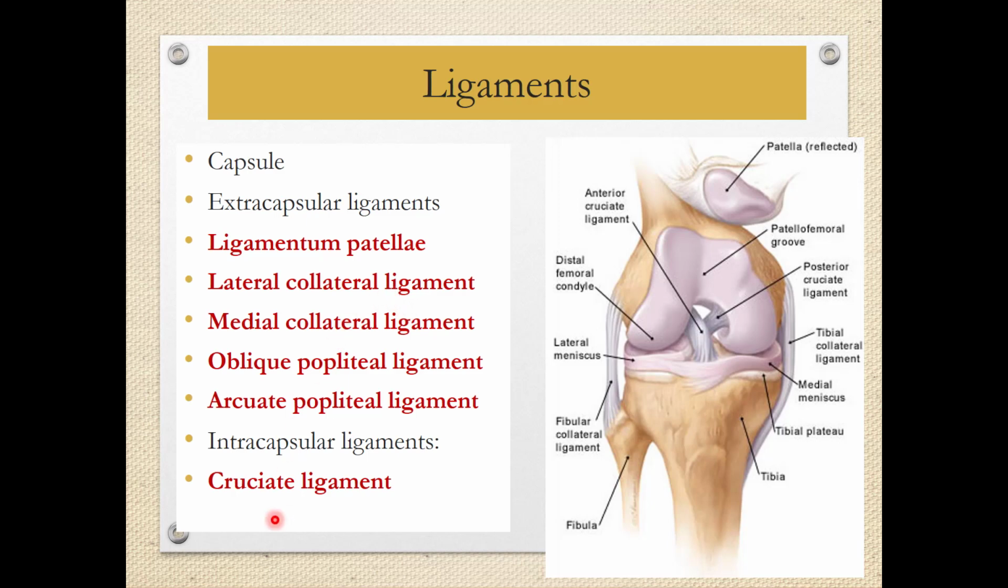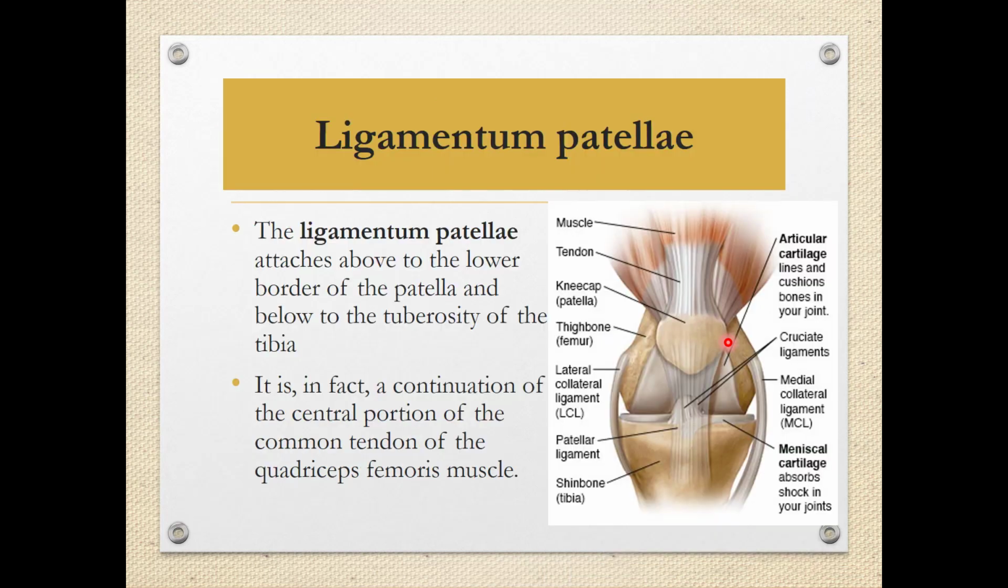Then there are intracapsular ligaments, which are the cruciate ligaments. There is the anterior cruciate ligament, which is named ACL, and the posterior cruciate ligament, which is named PCL. So remember the names of the extracapsular and the intracapsular ligaments. Now we will discuss each ligament one by one.